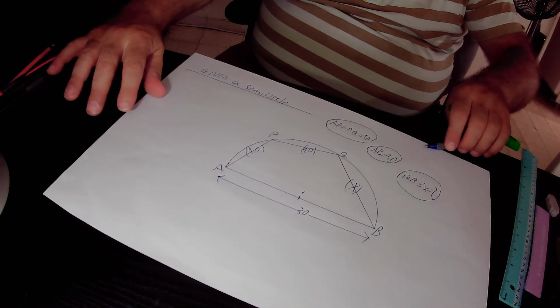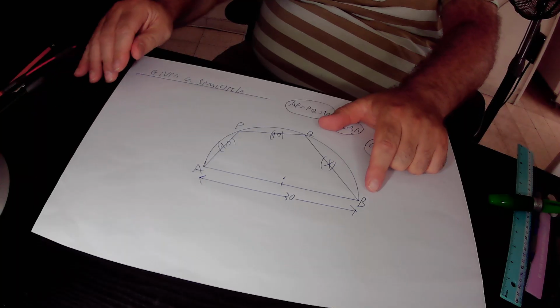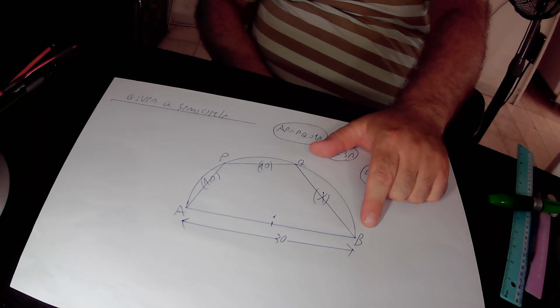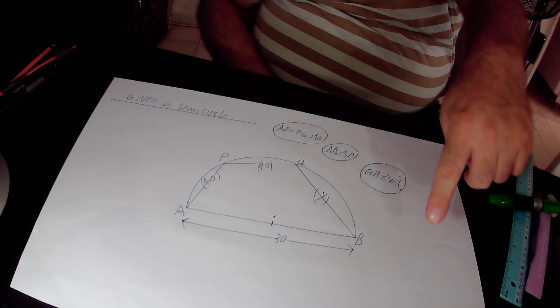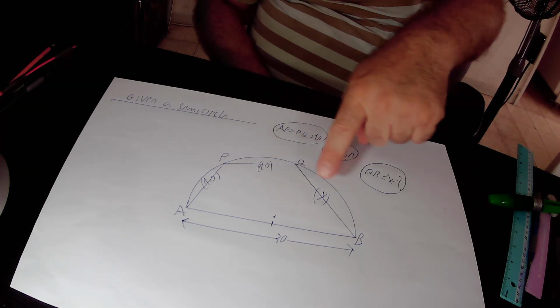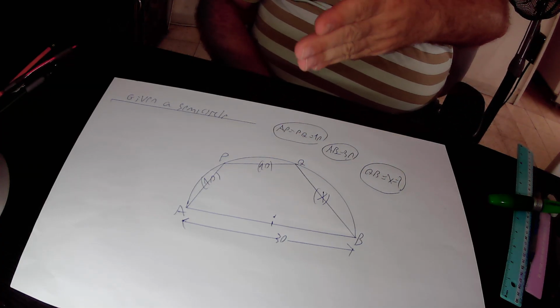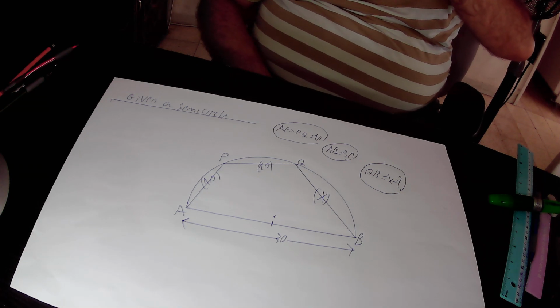Our mission in the second question is to find the length of the line segment QB, which is equal to x. In the drawing we have a semicircle. The length of AB is 30 units. Actually, the diameter of this semicircle, AB, is equal to 30 units in length.